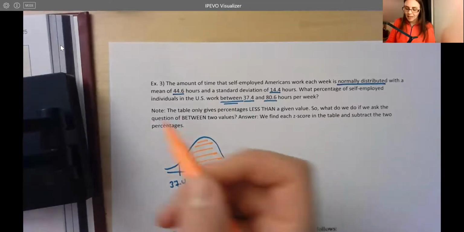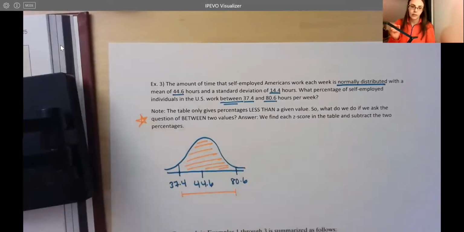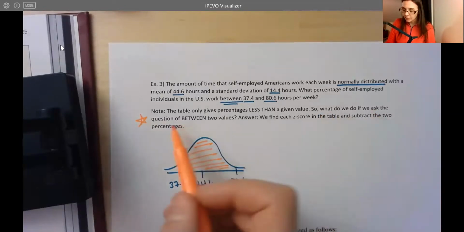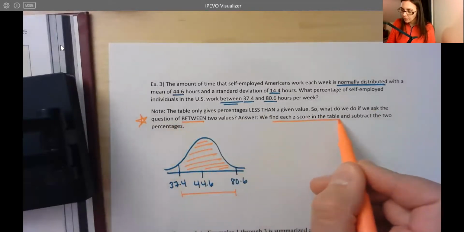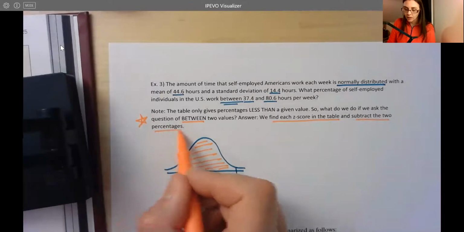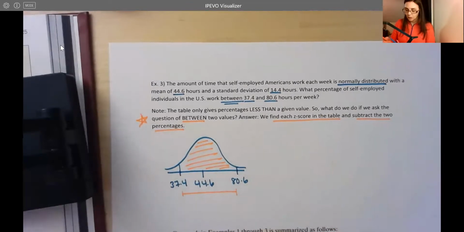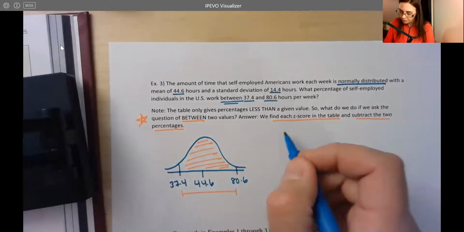Now, again, the table does not give that to me. It only gives me area to the left, or area less than. So what do you do if you're asked to find the area between two values? We find each z-score in the table and subtract the two percentages. That is the strategy. So I still need to find my z-scores.